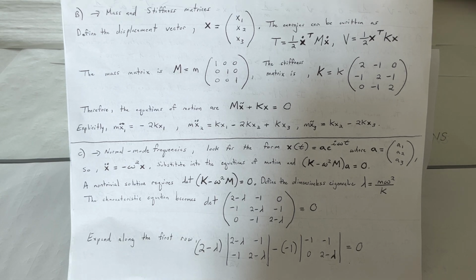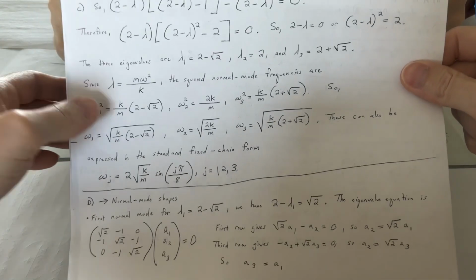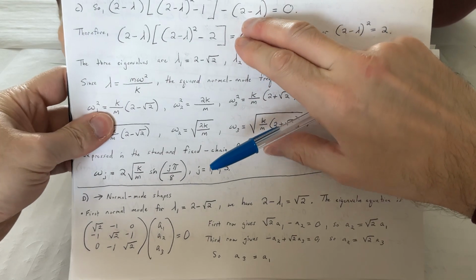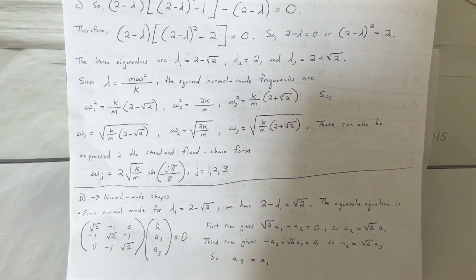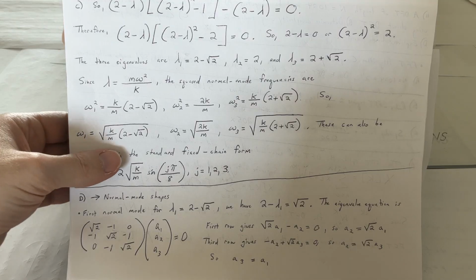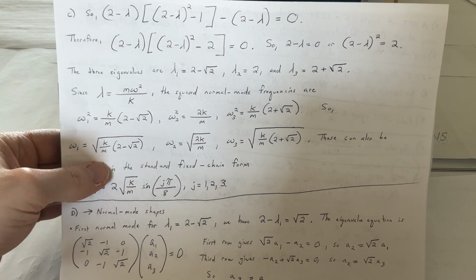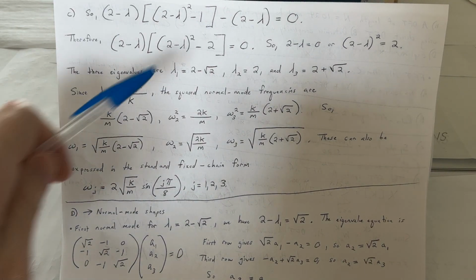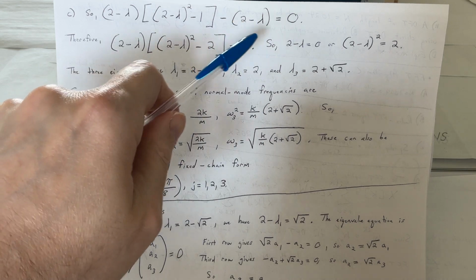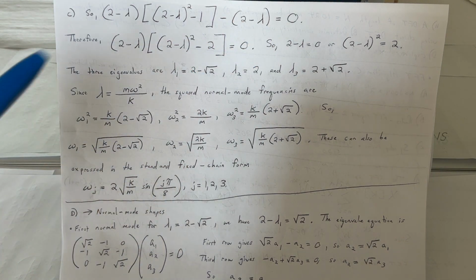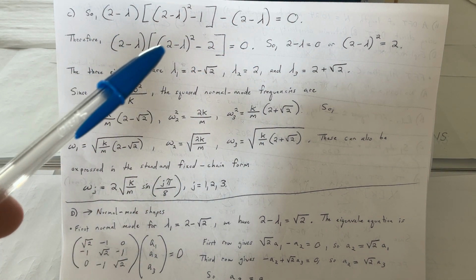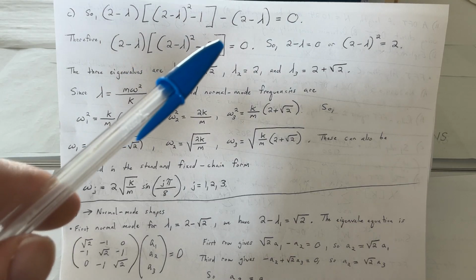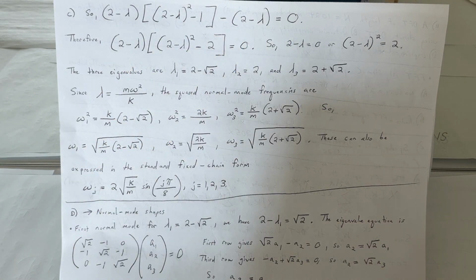And now from here, continuing with part C, we have the following: 2 minus lambda times the quantity in brackets, 2 minus lambda squared minus 1, times that 2 minus lambda equals 0. So therefore, quantity 2 minus lambda, bracket, quantity 2 minus lambda squared minus 2, close bracket, equals 0. So we're going to wind up with 2 minus lambda equals 0, or 2 minus lambda squared equals 2.